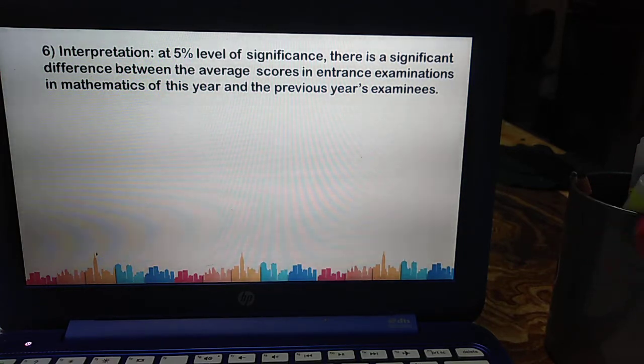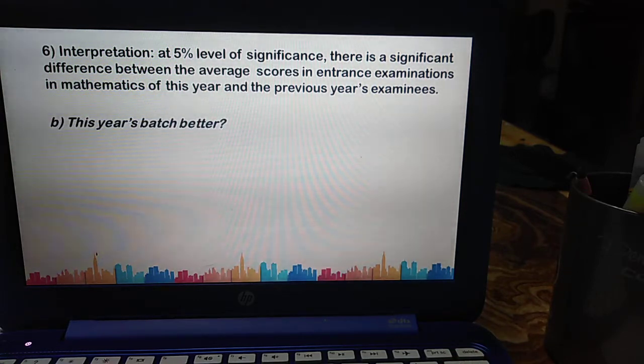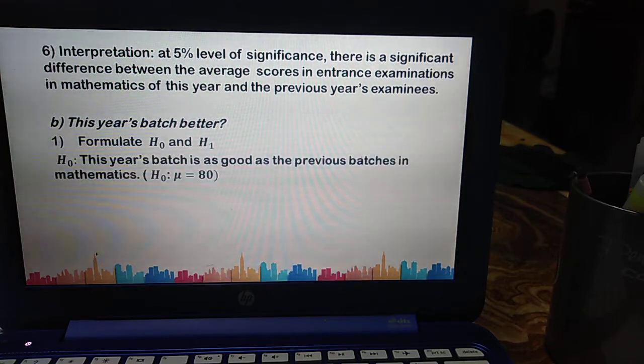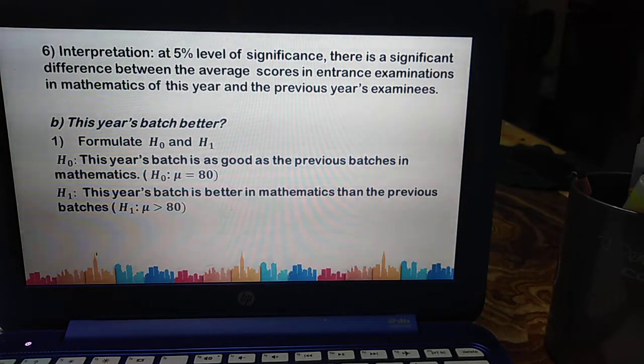Let us now consider the next question, which is, is this year's batch better? They are determining whether this year's batch is better. Because you're looking for better, then our null hypothesis will be this year's batch is as good as the previous year. It means that not one is better than the other. And our alternative hypothesis is this year's batch is better in math than the previous batches.